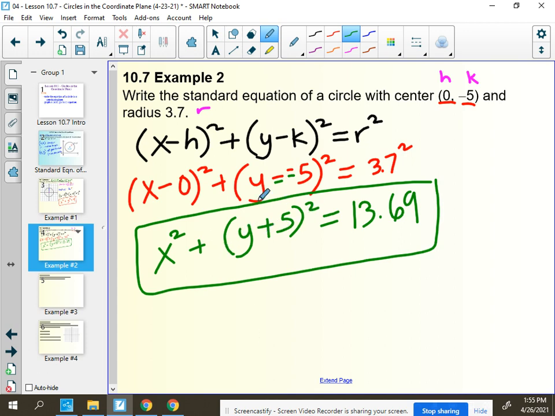We don't drop in the squared. That's not how that works anyway. You would never turn that into like y squared plus 25. That's not how that goes. Just leave it just like that. All right, so far so good.